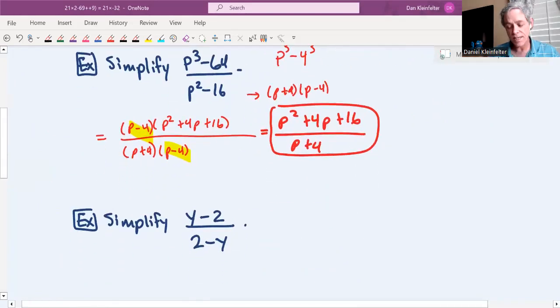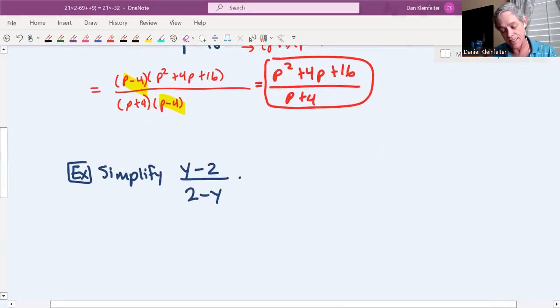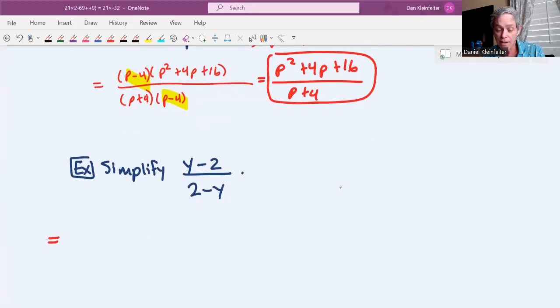In the next one, what's interesting is that the numerator and denominator are actually just opposites of one another. In the top, we have y minus 2. So the y has a coefficient of positive 1, and the 2 has a coefficient of negative 1. The situation is reversed in the denominator. How to handle this is we're just going to factor a negative out of either the numerator or denominator. I think it's simplest to factor it out of the numerator. So if I factor a negative 1 out of the numerator, we'd have negative y plus 2 for now. And then down below, still 2 minus y.